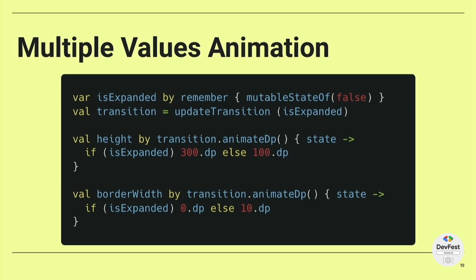When the transition is triggered, these two values, height and border width, which are defined on the transition, will start moving from one value to the other at the same time. It's just a way you can use to coordinate multiple animations if you want them to happen at the same time. But again, it's not something you will use very, very often.